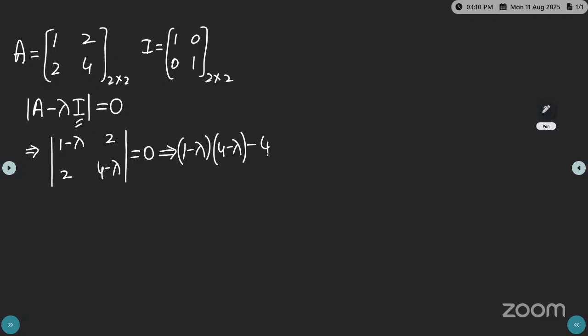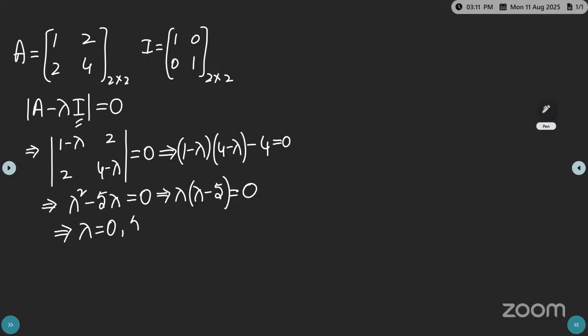I haven't written anything else. So what are you getting now? This is equal to 0. So what is it now? Yes, lambda square minus 5 lambda, this is 4 minus 4, equal to 0. Lambda into lambda minus 5, so this implies lambda equals 0, 5.